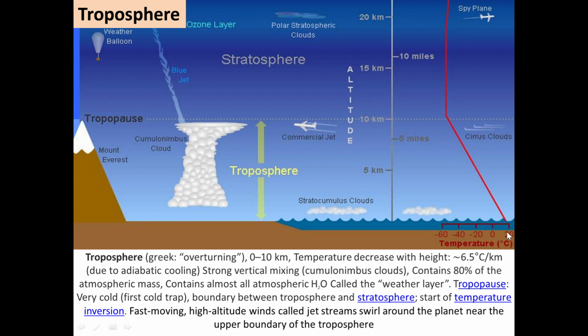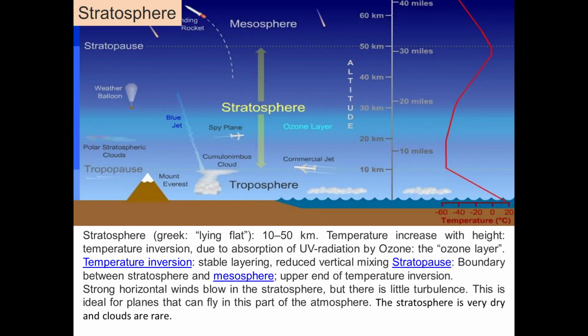So then we come to the next, the stratosphere. You can see that the stratosphere, in Greek, means laying flat, and it varies from 10 to 15 kilometer. Here temperature increases with height. You can see the temperature is increasing.